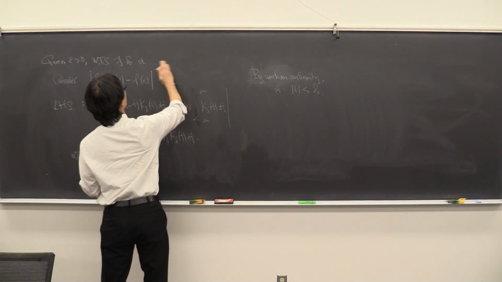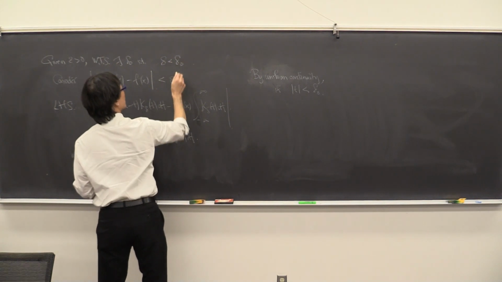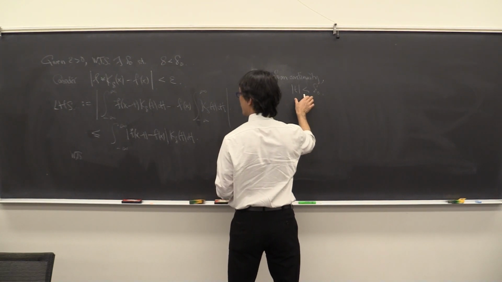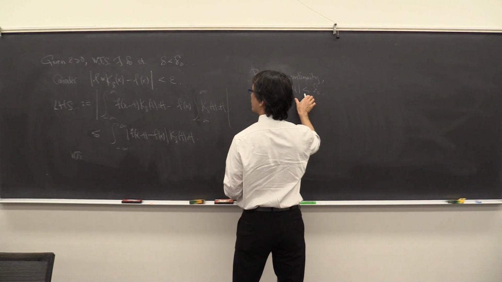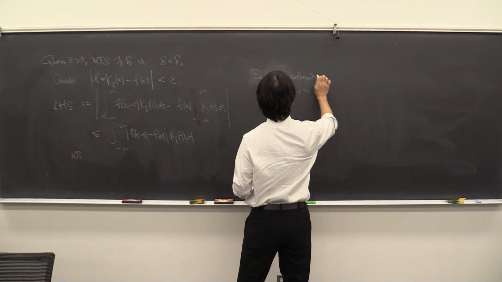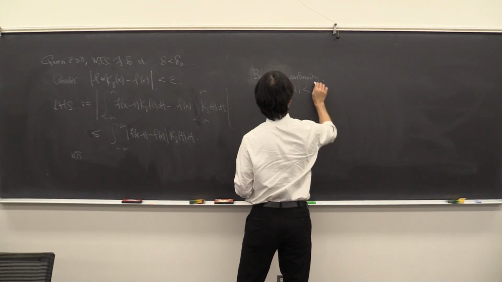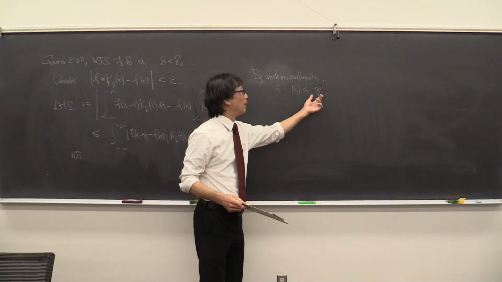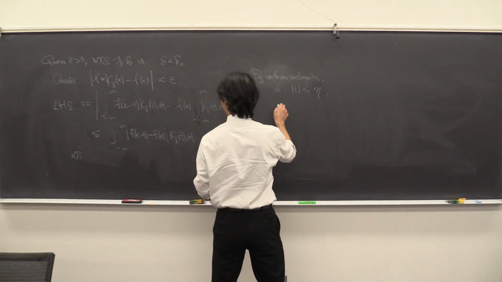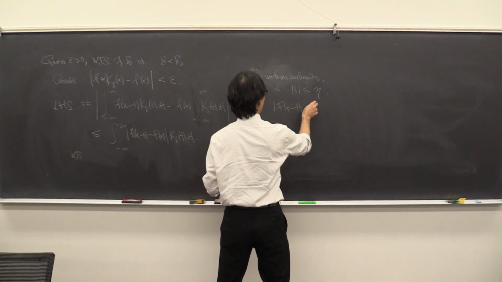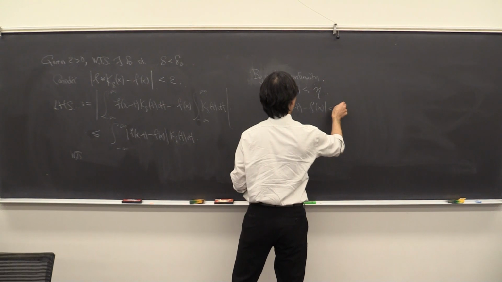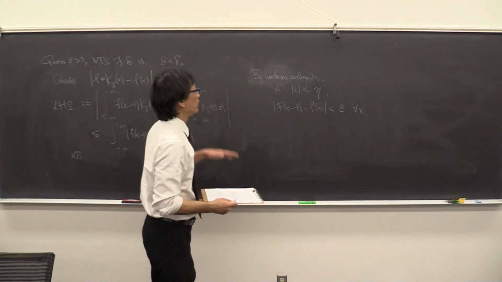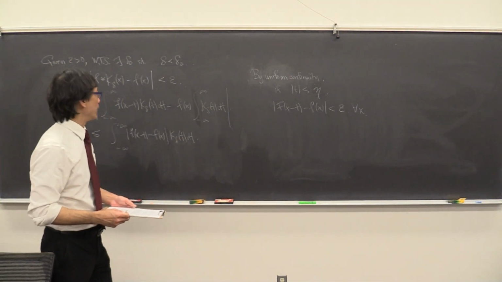If delta is smaller than delta naught, right? So as long as, sorry, let me call this eta. By uniform continuity, as long as t is smaller than some eta, we know that this term f of x minus t minus f of x is going to be smaller than, say, epsilon, right? And that holds true for all x. That's the uniform continuity, right?